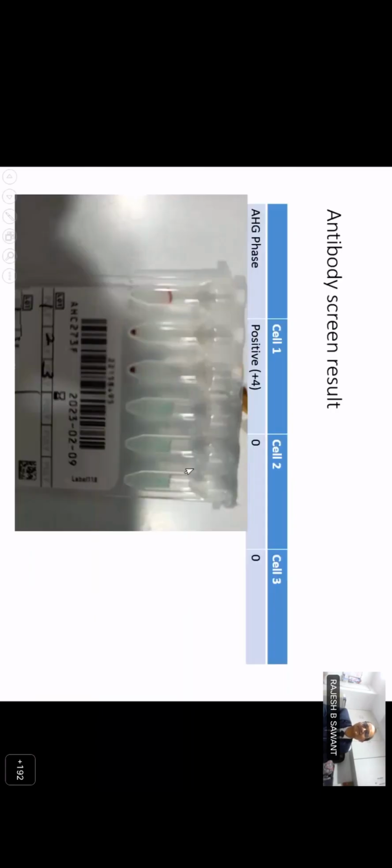Okay, so here the IT is negative. Then the next thing you do, since this is a patient who will need blood transfusion, is you don't just wait at the IIT level, you go for the 3-cell antibody screening. And what do you see here?